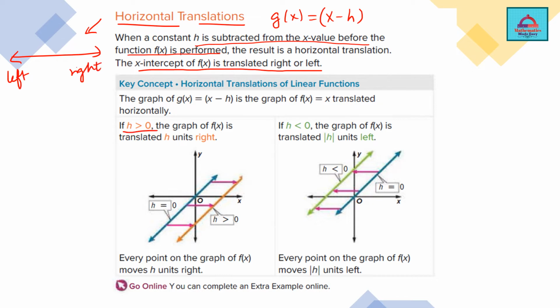So if h is positive, the graph of f(x) is translated h units right. As you can see, the blue graph has moved to the right by h units. This is the new graph, the orange one. And if h is less than 0, the graph is translated left by the absolute value of h units. So the green graph is the new graph, and you can see every point on the graph moves in the left direction if h is negative.